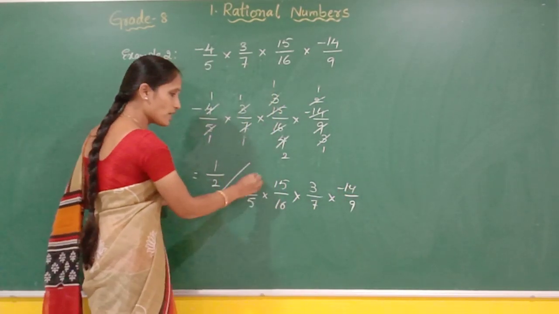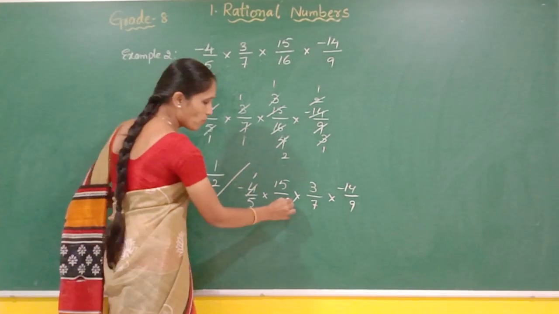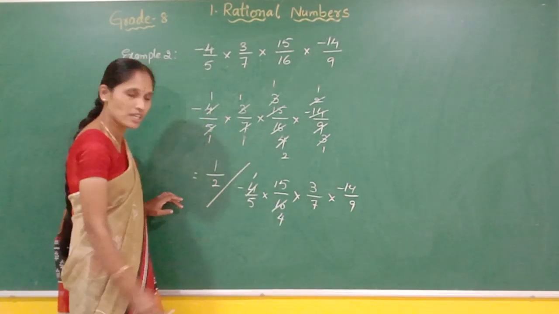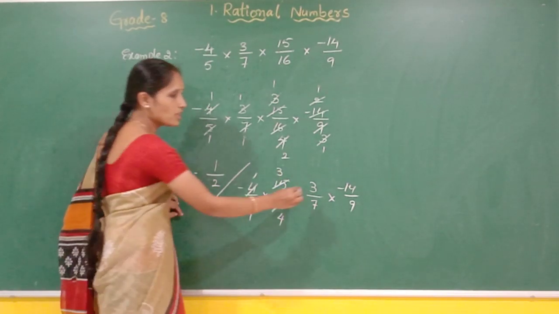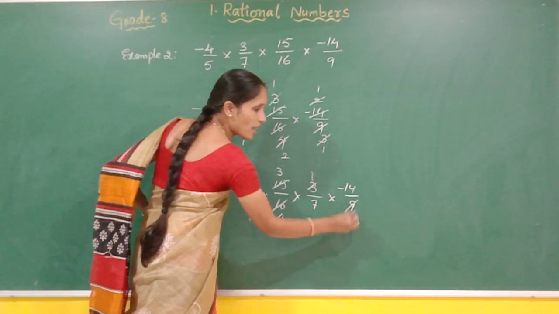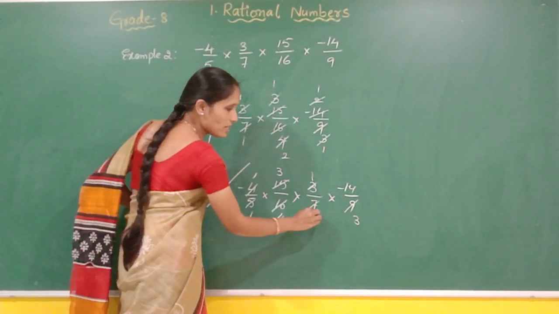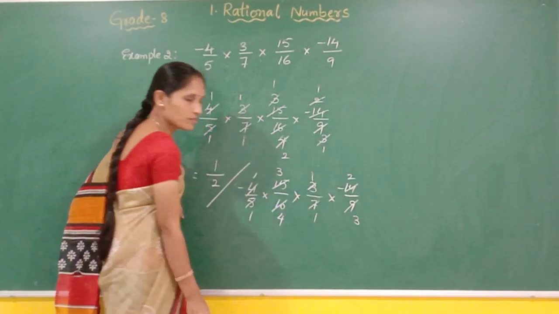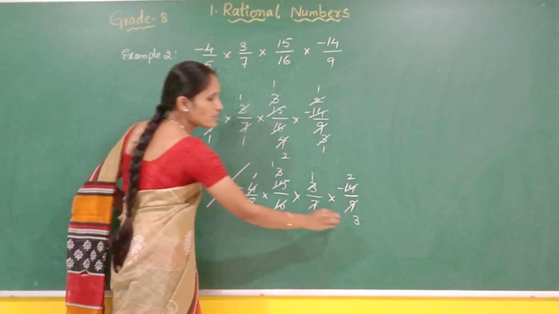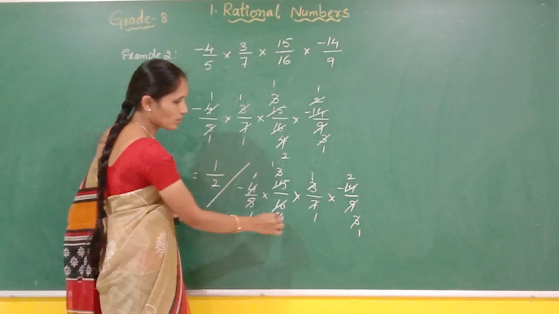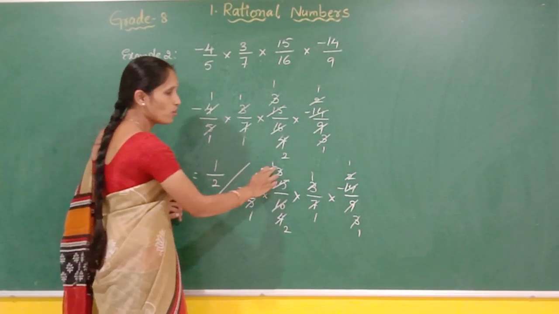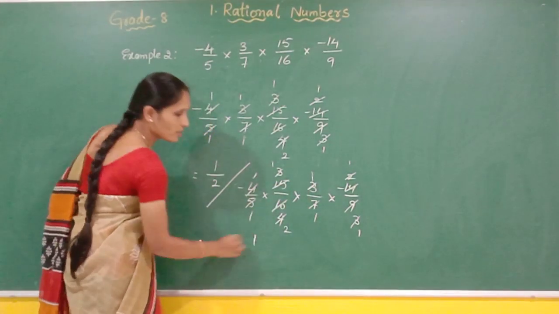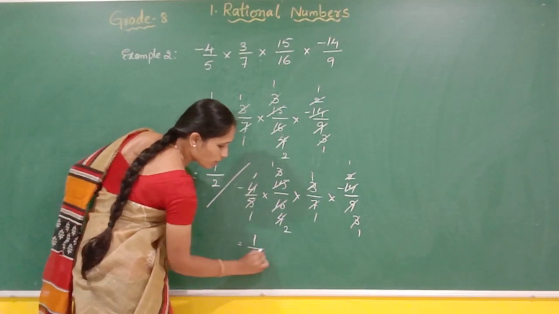Yes, 4 1s are 4, as usual. 4 1s are 4, 4 4s are 16. 5 1s are 5, 5 3s are 15. 3 1s are 3, 3 3s are 9. 7 1s are 7, 7 2s are 14. This 3 1s are 3, 3 1s are 3. 2 1s are 2, 2 2s are 4. Now numerators are 1, denominators 2.